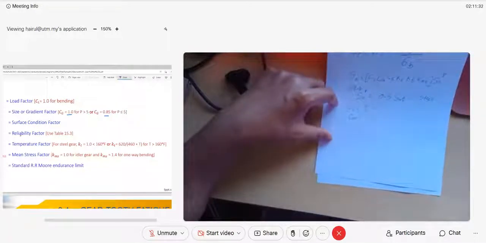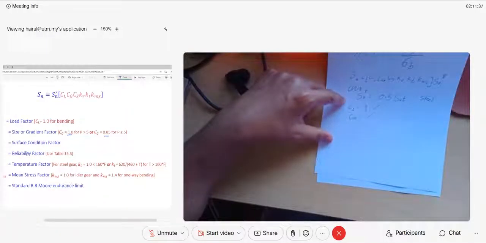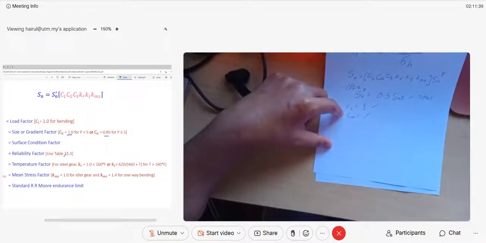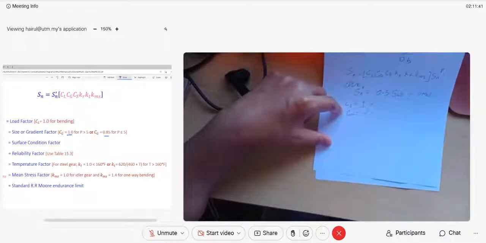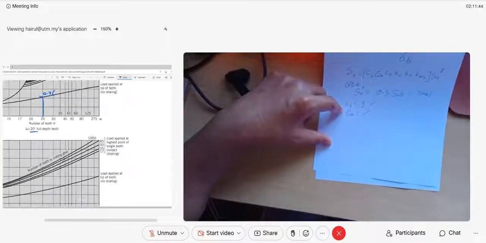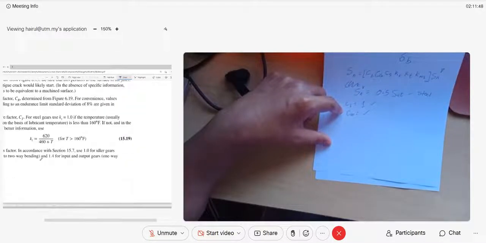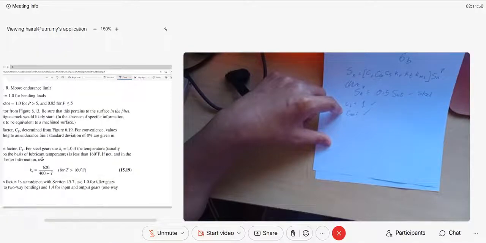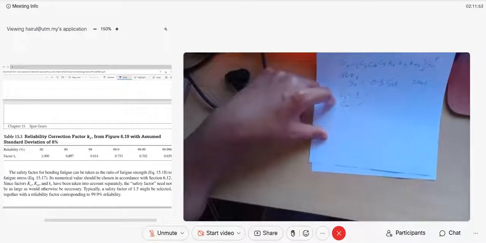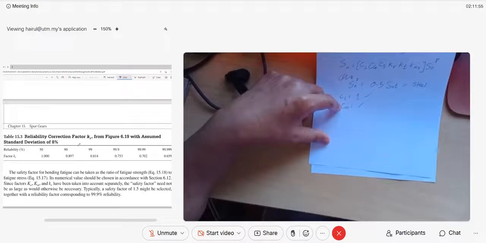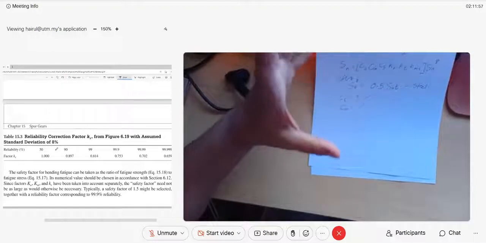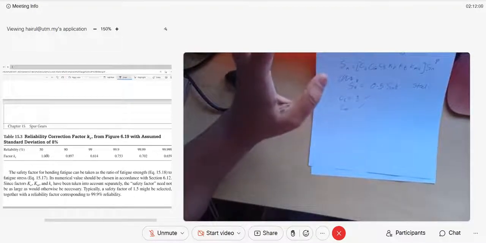KR is the reliability factor. For the reliability factor you don't use chapter 8; you go to table 15.3 in your textbook, chapter 15, page 588. This is the reliability factor for gears, your KR. If it is not given, the reliability is 50% and KR is 1. For example, for 99% it is 0.814, and for 90% it is 0.897.